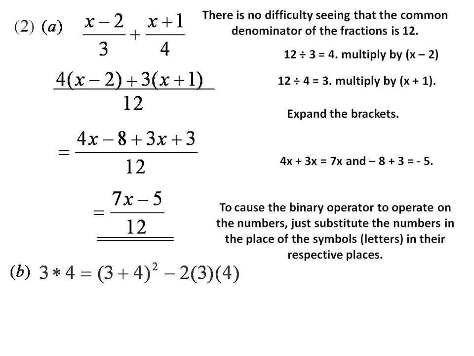The binary operation is operating on 3 and 4. So 3 plus 4 is equal to 7. We square 7. Then 2 times 3 times 4. So square 7, we get 49. 2 times 3 will be equal to 6, times 4 is 24. So we will have, in the end, 49 minus 24, and that is equal to 25.